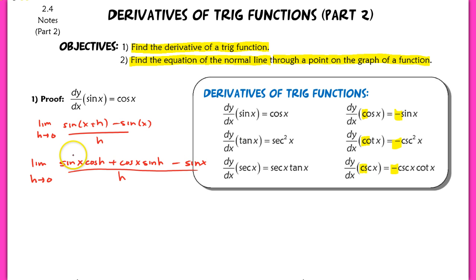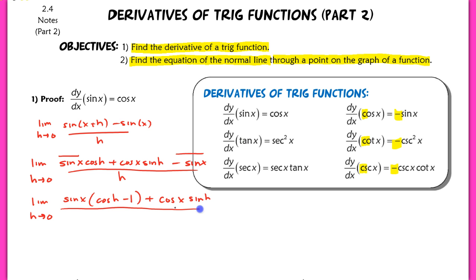Now we can do a little bit of rearranging here because we have this sine of x term and this negative sine x term over here. I'm going to factor out the sine of x. So let's rewrite the numerator here as the sine of x times cosine of h minus 1. And then plus cosine x sine h all over h. All right, so now I'm going to rewrite it one more time, just a little bit more conveniently.